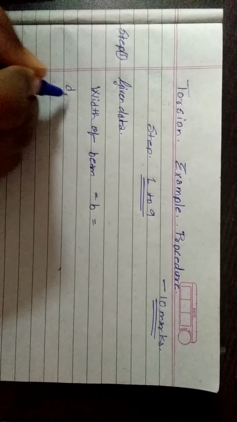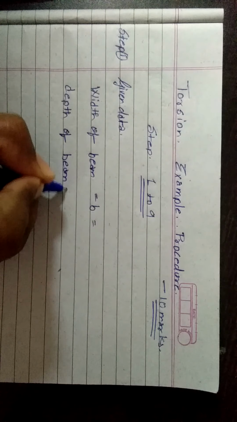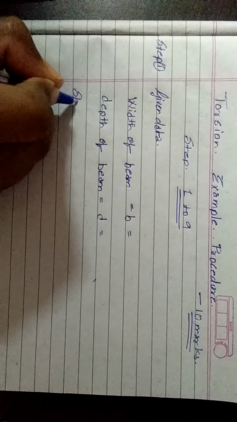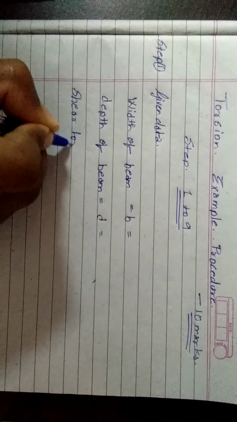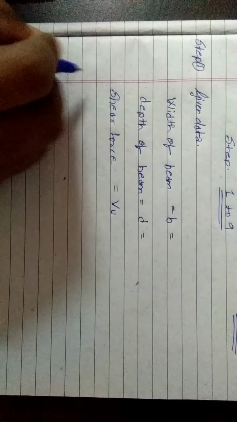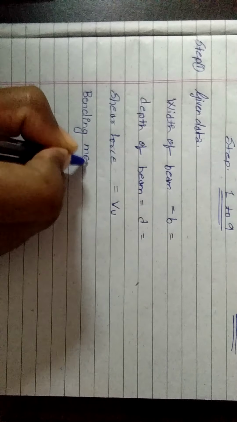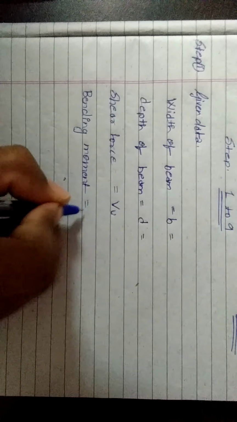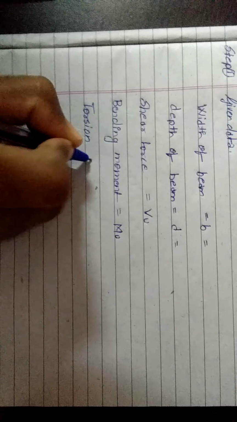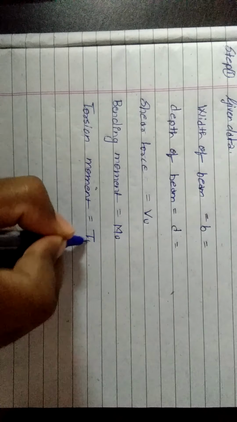Then the depth of the beam, and that is D. Now the shear force, and that will be denoted by VU. The next one is the bending moment, which will be denoted by MU, and the torsion moment, which will be denoted by TU.